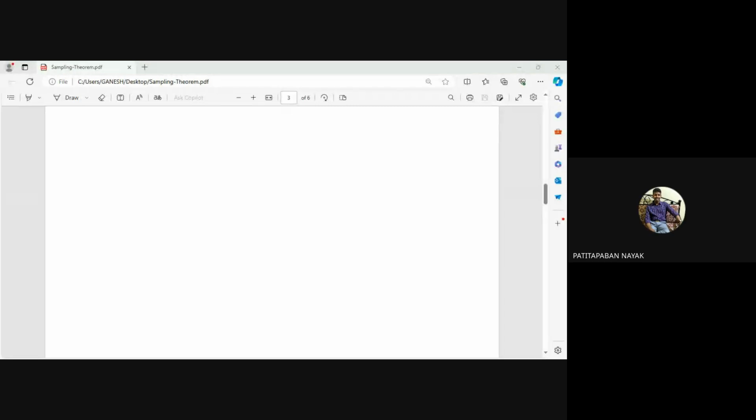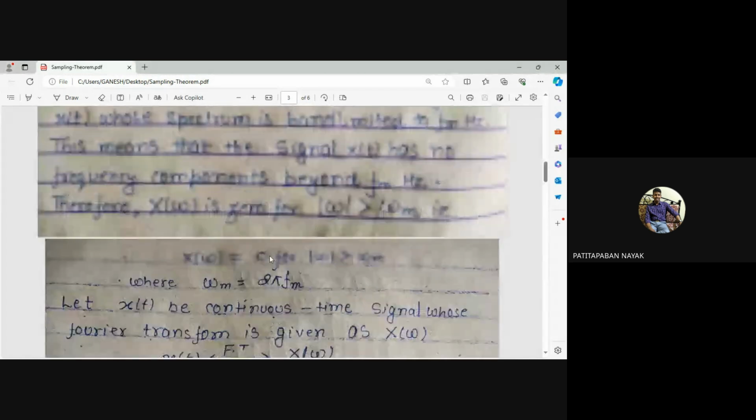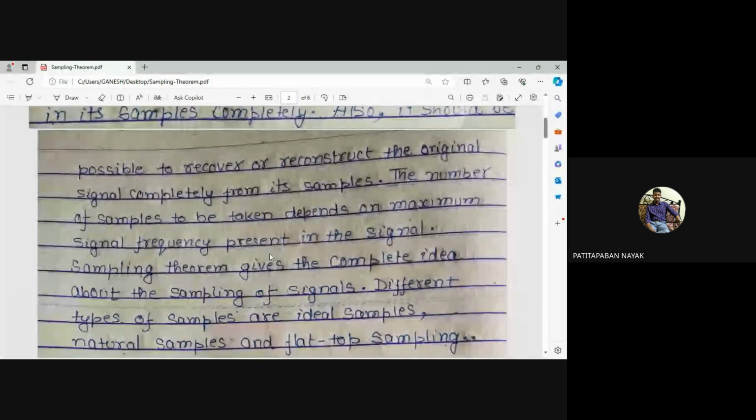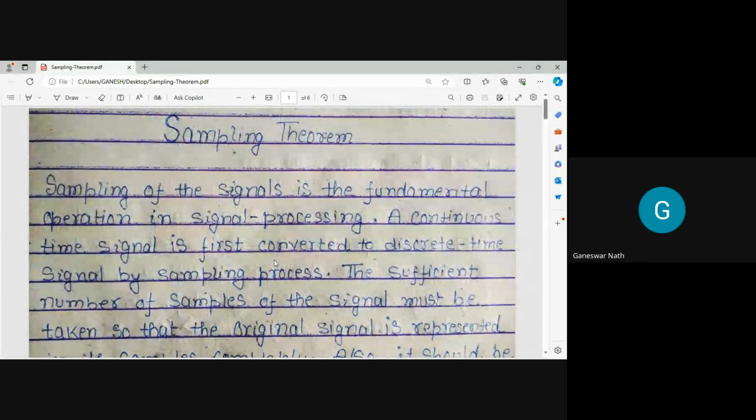Is the slide visible now? Hello. Yes, sir, it's visible. Hello. Yes, sir, it's visible. Is the sampling theorem slide visible? Yes, sir, it is visible.